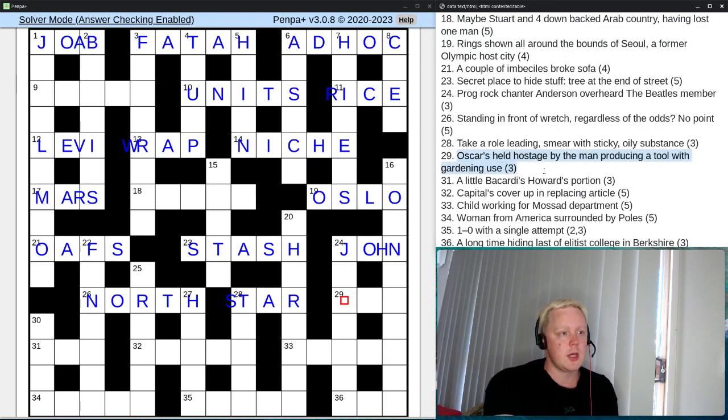29. Oscars held hostage by the man producing a tool with gardening use. Now, Oscar is the international radio alphabet code for the letter O. So if O is held hostage, it is contained in the man. So the man is the pronoun he. He was there. The man was there. So O inside he gives hoe, which is a tool with gardening use.